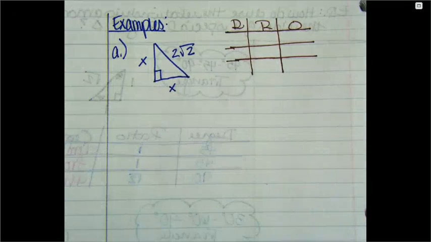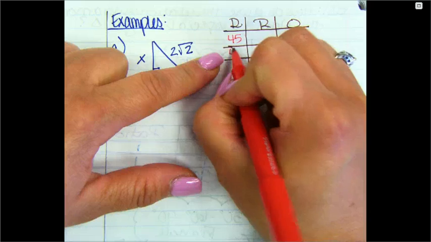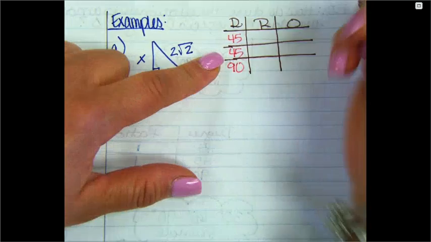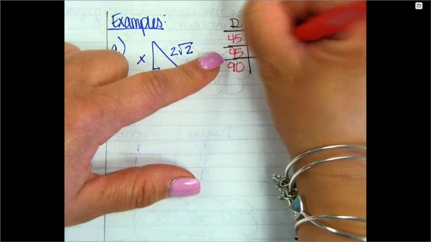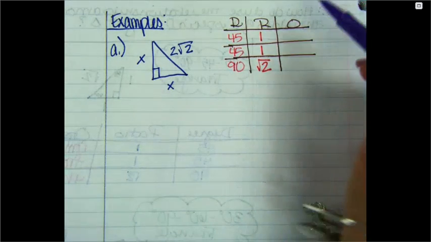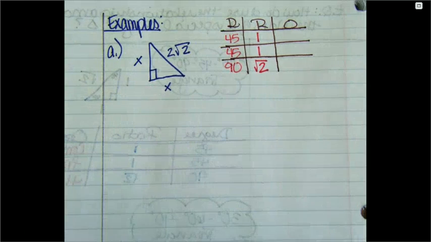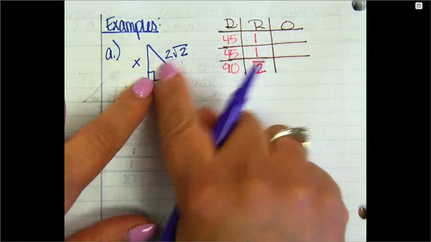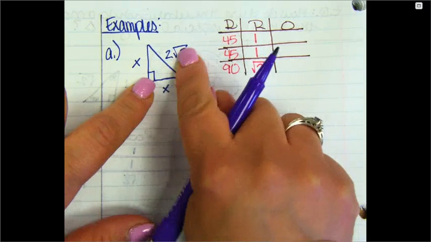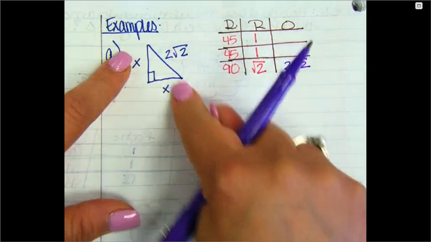All right, so what's your degrees? 45, 45, 90. What's your ratio? 1, 1, radical 2. Yes? Okay, opposite comes from where? Comes from the triangle. So the easiest one to find is the 90 degree because it's labeled. So what's your 90 degree opposite? 2 radical 2. So then what's your 45 degree opposites?